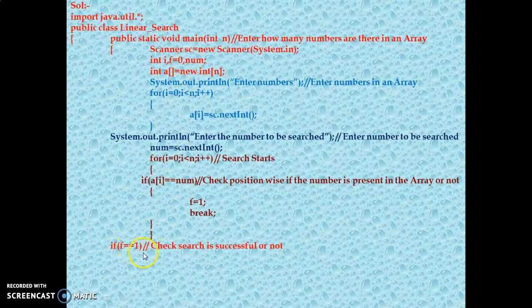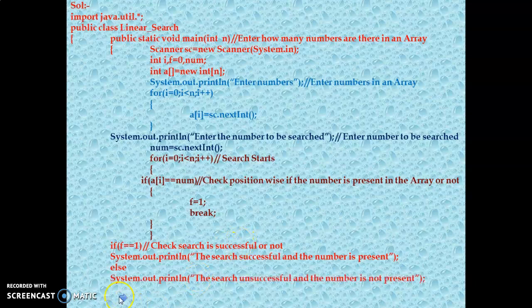So if f equal to 1, then we can print that the search is successful and the number is present. But if it is not entered here and comes to the end of the loop, then it does not reach that condition, and f is 0 only. Then in the else part, without needing to check again, we can say the search is unsuccessful and the number is not present.